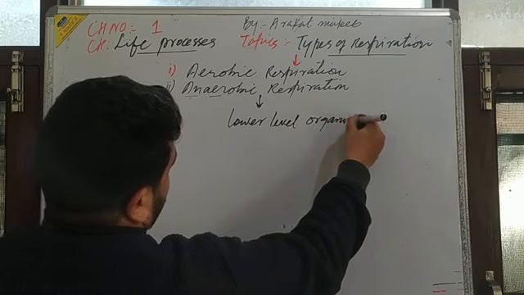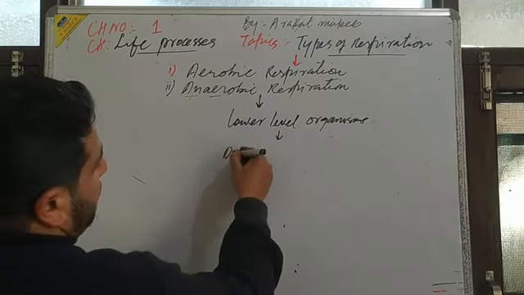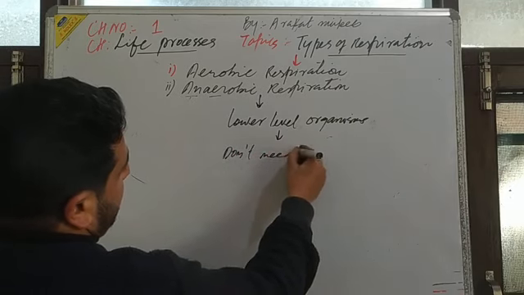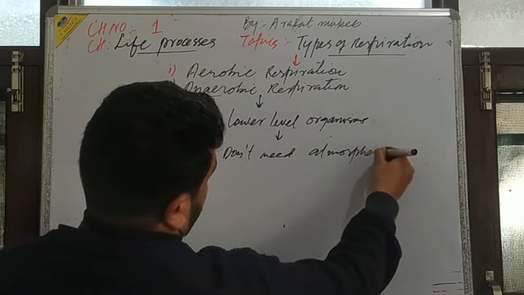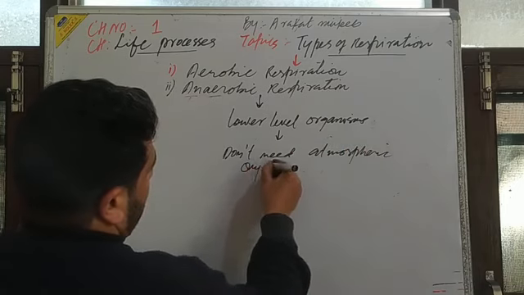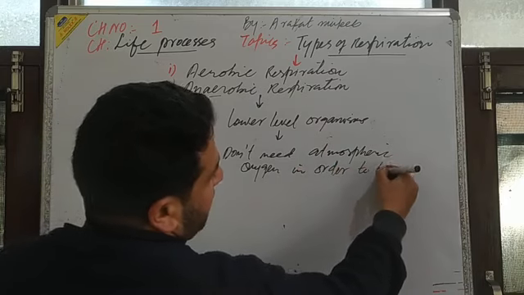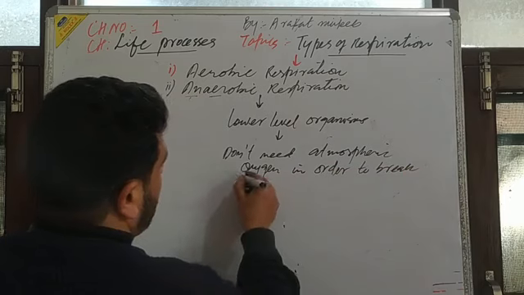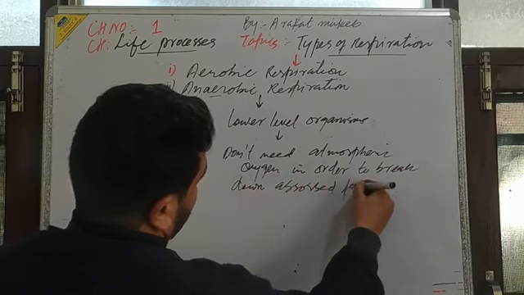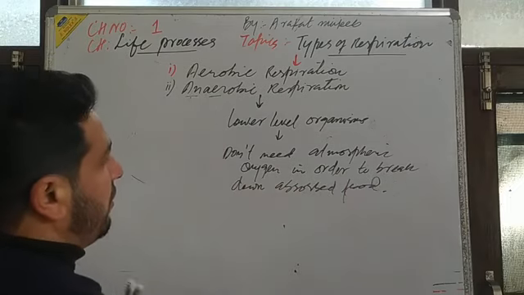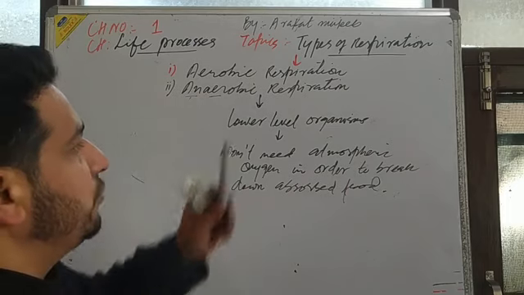which have the simplest life form, and they don't need atmospheric oxygen in order to break down absorbed food material. They don't need oxygen. They lack oxygen for their survival. But still they show their respiration.